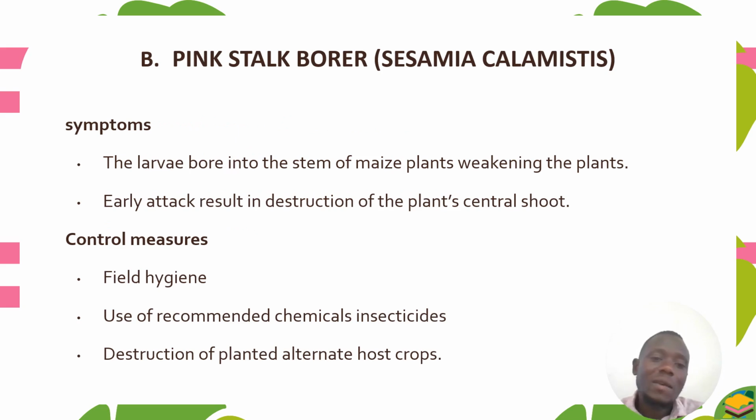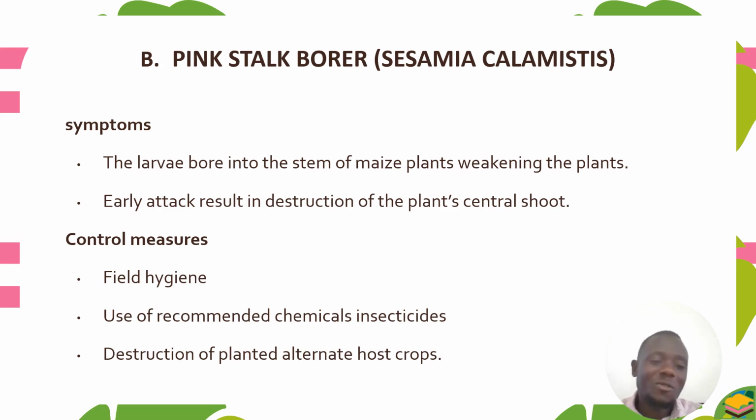Then let's look at pink stalk borer. Pink stalk borer has the following symptoms. The larvae make holes in the stem of the maize plant, weakening the plant. So they make holes and also weaken the plant. An early attack results in destruction of the plant's central shoots. So the central shoot will be destroyed when the pink stalk borer attacks early.